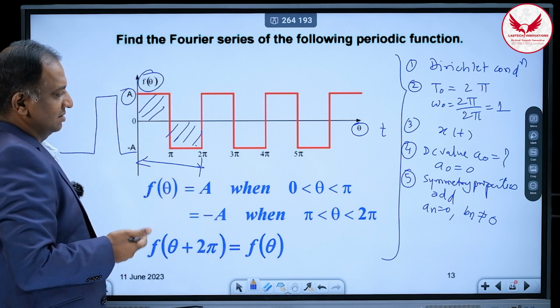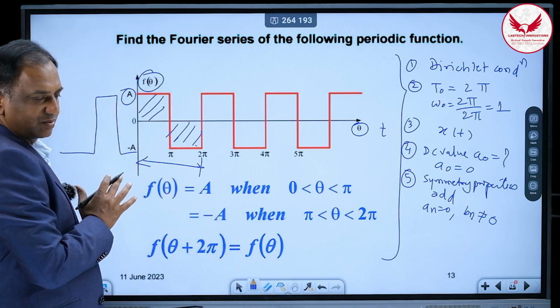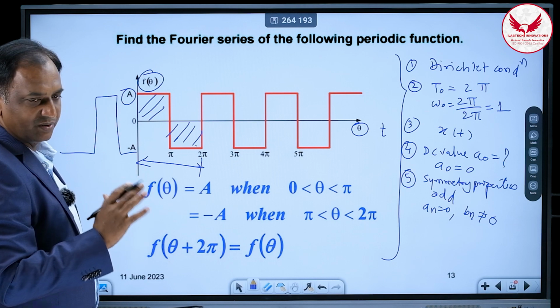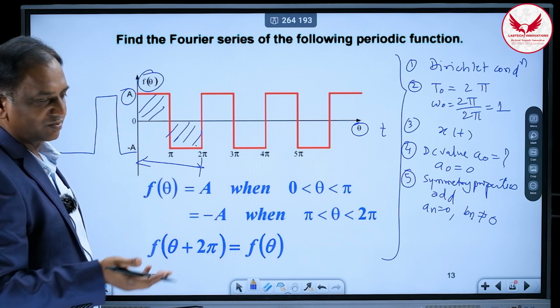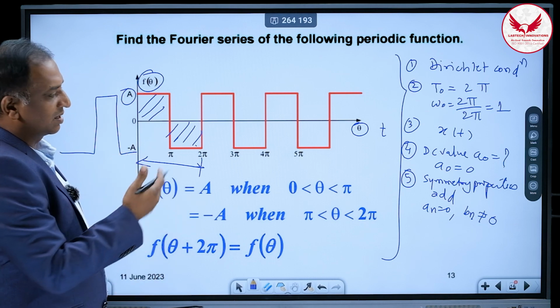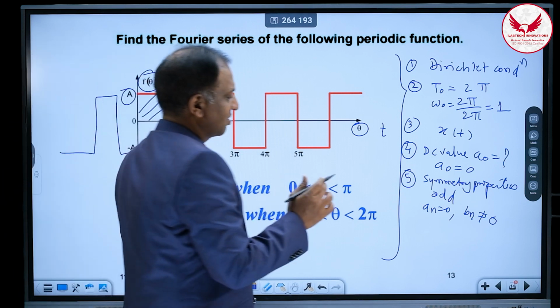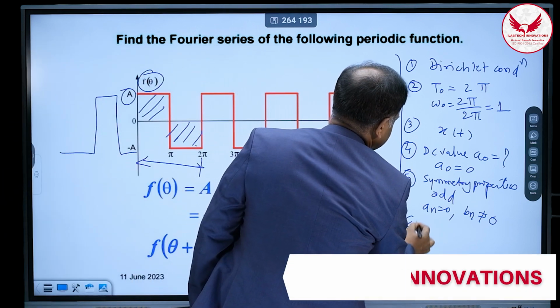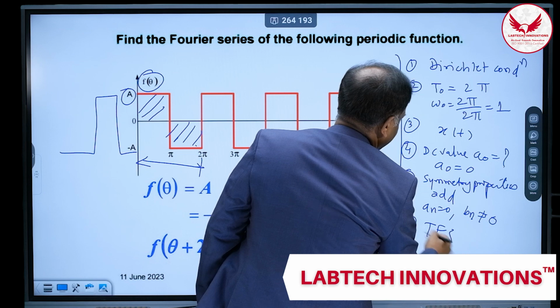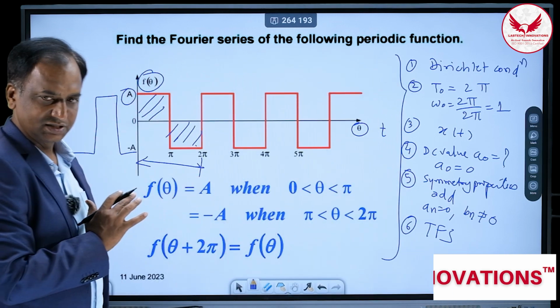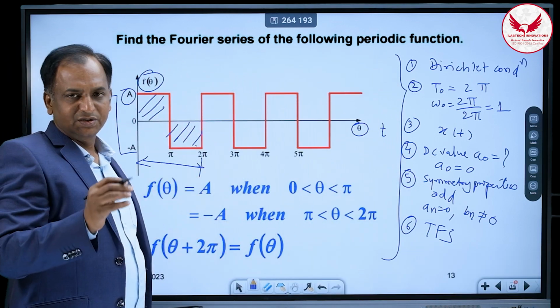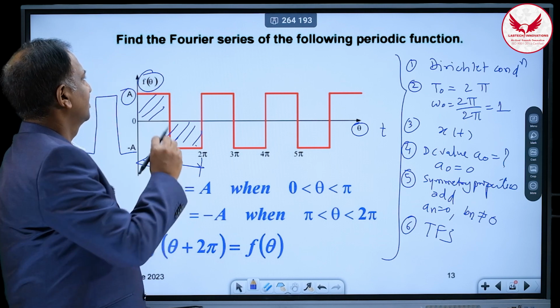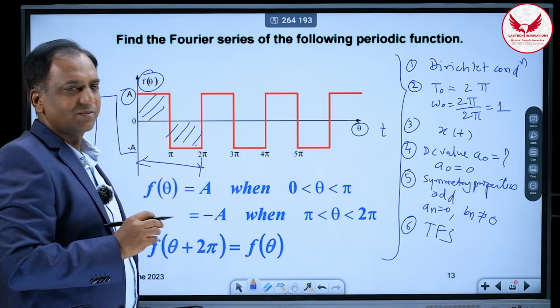And you check for half-wave symmetry. f of theta is a half-wave symmetric signal, so only odd harmonics exist. So for n equal to odd, the signal exists, and accordingly you can calculate the values of bn for the odd harmonics. And the last step is to write the equation for the trigonometric Fourier series and represent it. So these are the steps which need to be followed to find the trigonometric Fourier series for any problem.